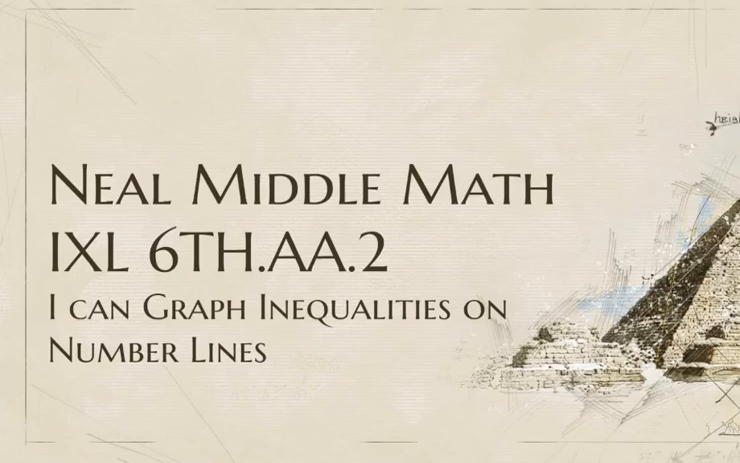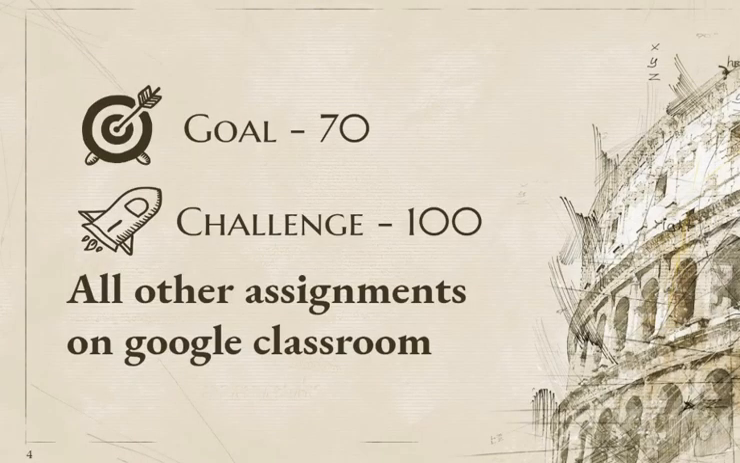Today we're working on IXL 6th grade AA.2, and we're learning how to graph inequalities on number lines. I'm going to do a quick review, which we did in the last video. That's going to help us to understand what to do in this assignment. During this assignment, you need to get to 70, and if you want a challenge, you can go all the way to 100.